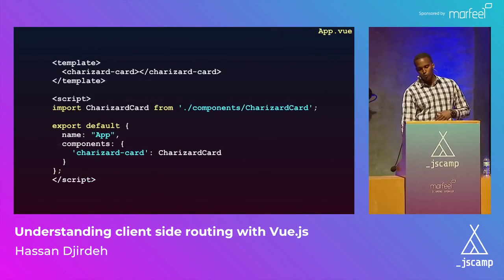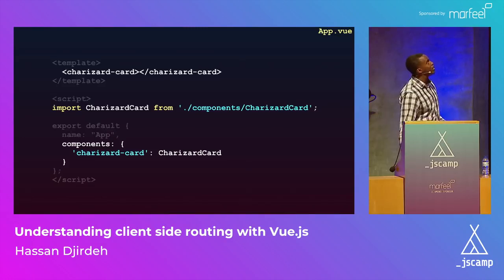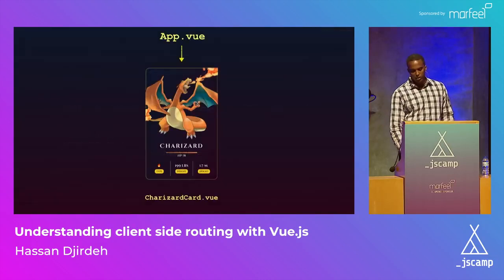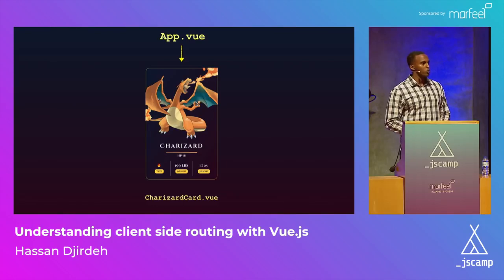So the parent app component will now look different. The parent app component will import Charizard Card, declare it in a components property, and render it in the template. So in the UI, nothing changes. In the UI, we still see the exact same details, but the way we've structured it is a little different. Now we have a parent app component that's rendering a Charizard Card component.